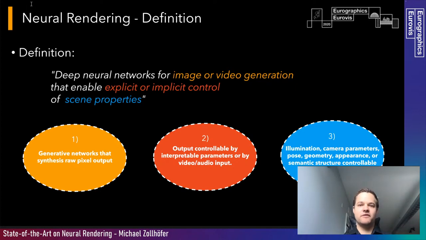So there are three components. First is we want to generate images or videos. That's clear, I guess. We want to render. We want to generate pixel data. And we want to do that with a network. Second, and that's a really big point for us, or was a big point for us, is the controllability here. So we want these interpretable parameters we are used to from computer graphics, such that we can tweak them and influence how the images and videos we are generating look. And third, this goes hand in hand with the second point, we want these parameters to be something we are used to from computer graphics. So these parameters should be things like the camera position, the position of the light source, what's the pose of the human, what's the geometry, what's the appearance, what's the motion, what's the semantic structure of the scene. So we want to have these high-level concepts to be able to influence the imagery we are synthesizing.